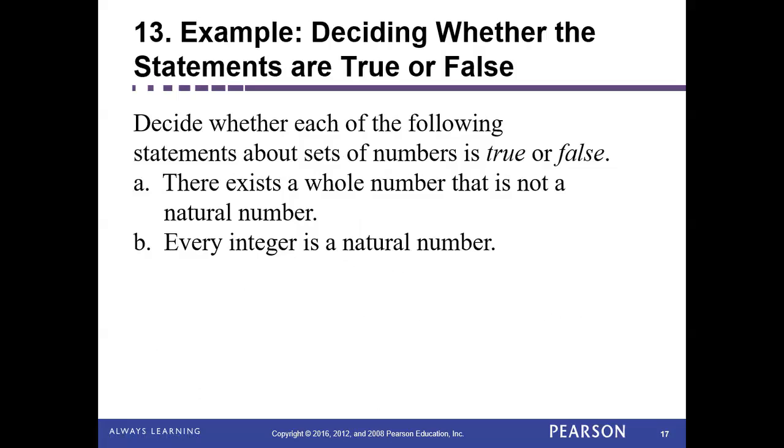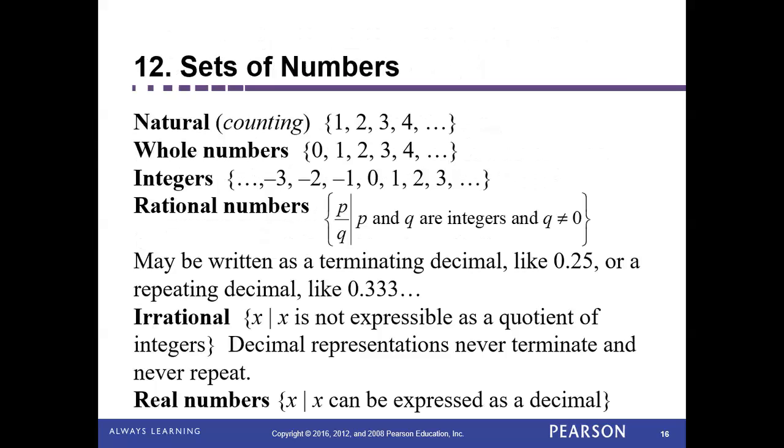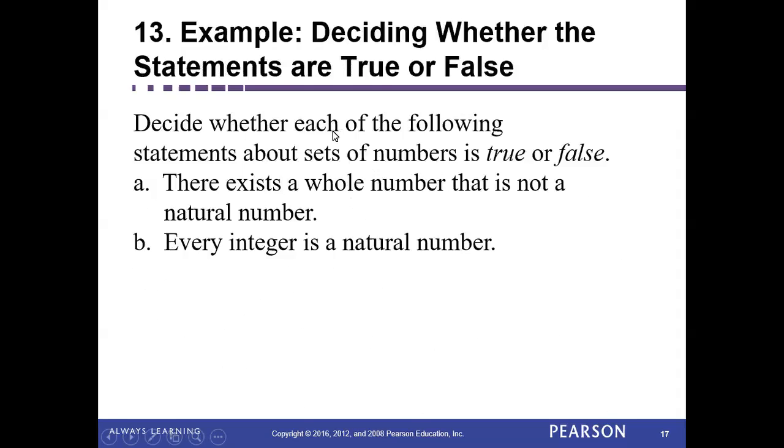Okay, so let's look at this next problem. Decide whether each of the following statements about the sets of numbers is true or false. There exists a whole number that is not a natural number. So do we have any whole numbers that are not natural numbers? You should have said 0. 0 is a whole number that is not a natural number. So that would be a true statement.